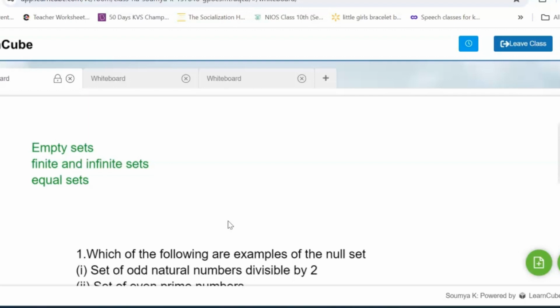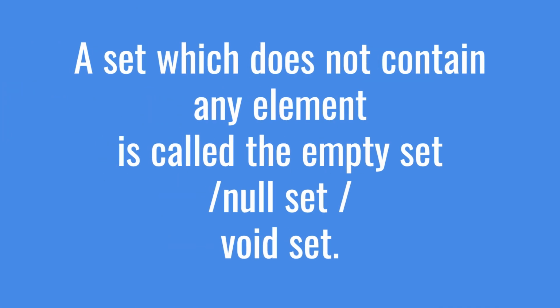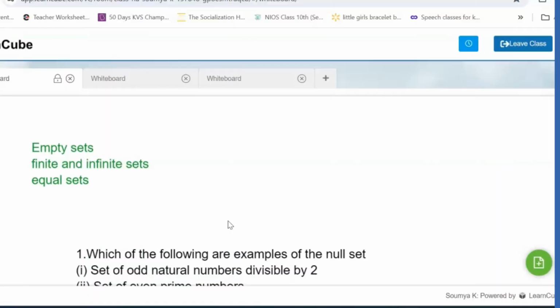So the first topic that we have to see before doing this exercise 1.2 is empty sets, finite sets, infinite sets and equal sets. We have to know what are the meanings of these sets. So if you consider empty sets, the meaning is the set will not have any of the elements. That means it will be empty.